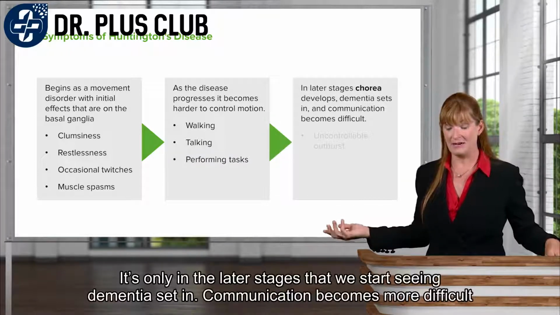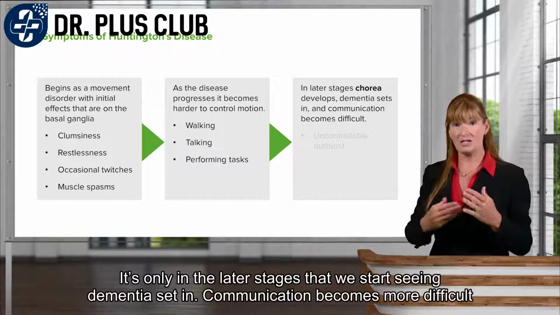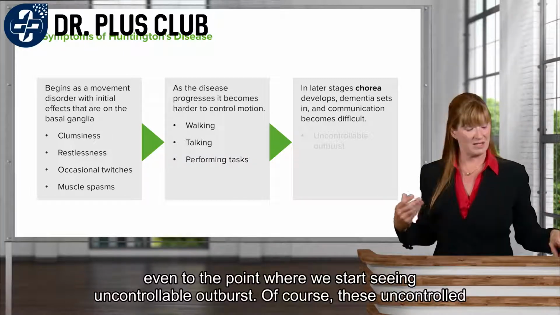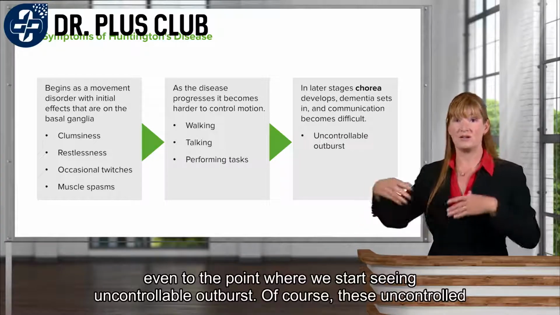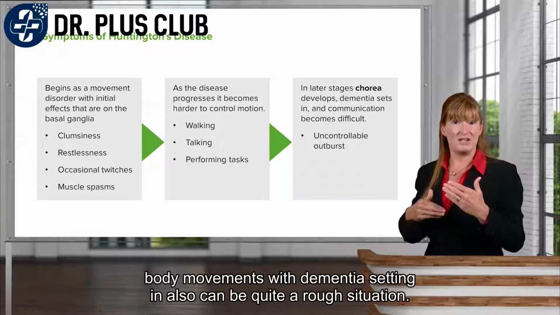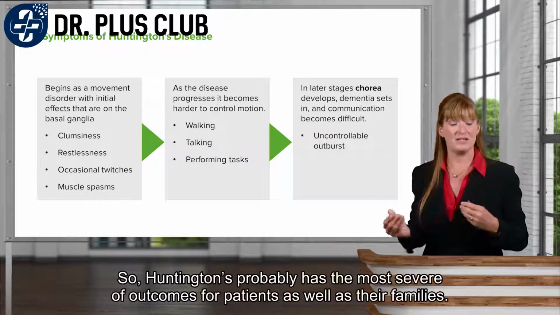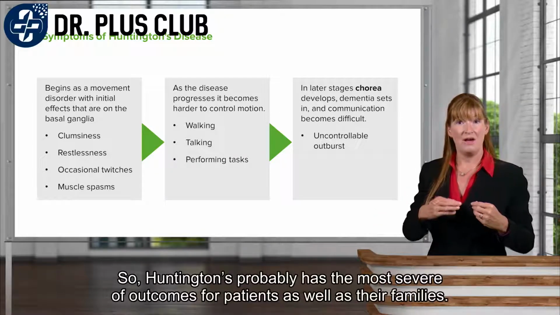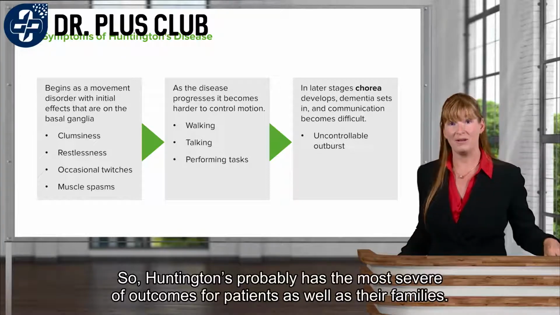It's only in the later stages that we start seeing dementia set in and communication becomes more difficult, even to the point where we start seeing uncontrollable outbursts. And of course, these uncontrolled body movements with dementia setting in also can be quite a rough situation. So Huntington's probably has the most severe of outcomes for patients as well as their families.